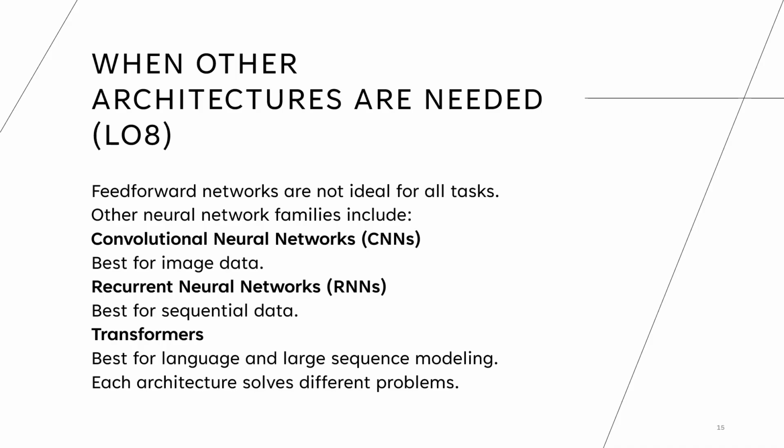Recurrent neural networks, or RNNs, are commonly used for sequential data. This includes problems where the order of information matters, such as time series data, speech signals, or text sequences. More recently, transformer architectures have become the dominant approach for language processing and large-scale sequence modeling. Each of these architectures is designed to address different types of learning problems. Feedforward networks provide the foundation, but other architectures extend these ideas to handle more complex data structures.